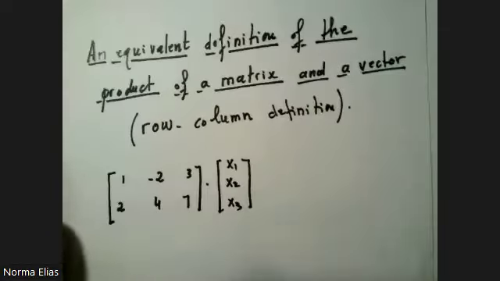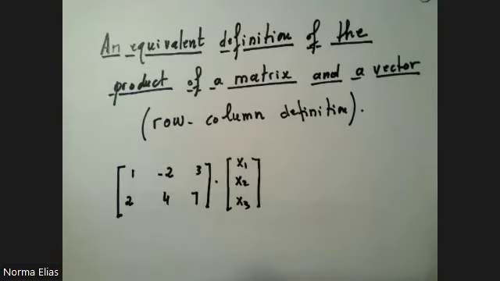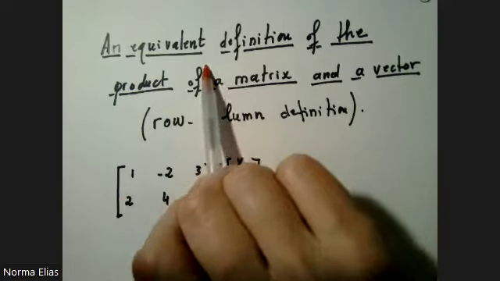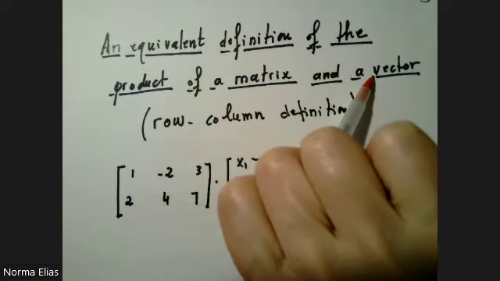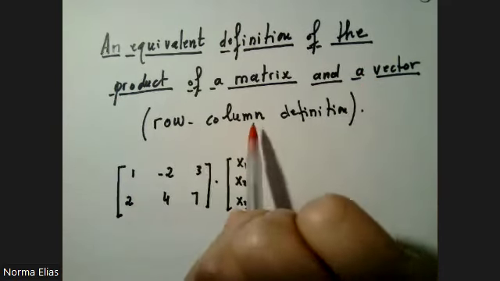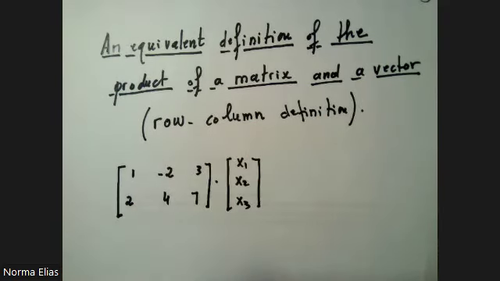Part 2 is along the same line, but there is an equivalent definition of the product. So we saw one definition. I'm going to introduce immediately the other equivalent definition, which does not give you a meaning for the product, but it's easier to use if you're only interested in computation. So an equivalent definition of the product of a matrix and a vector. It's called the row column definition. Let me elaborate how it works.